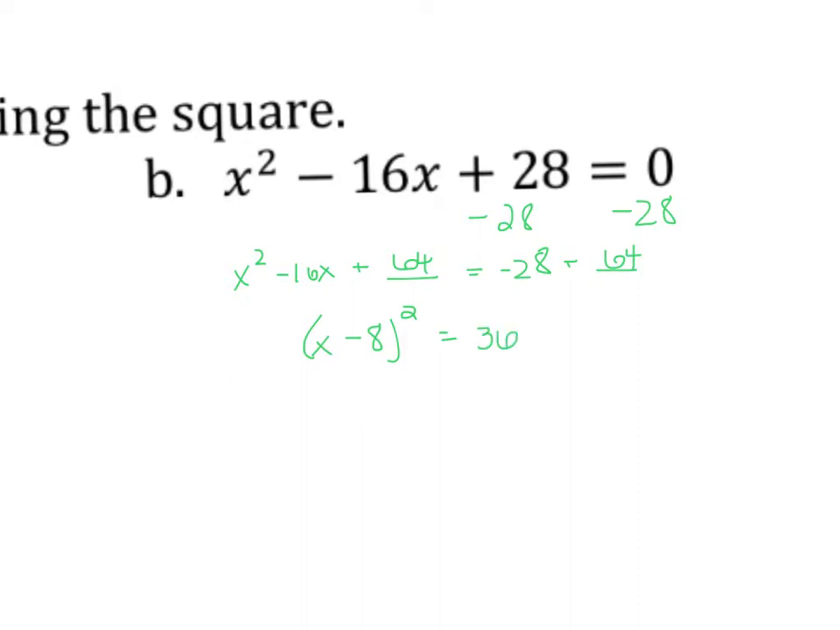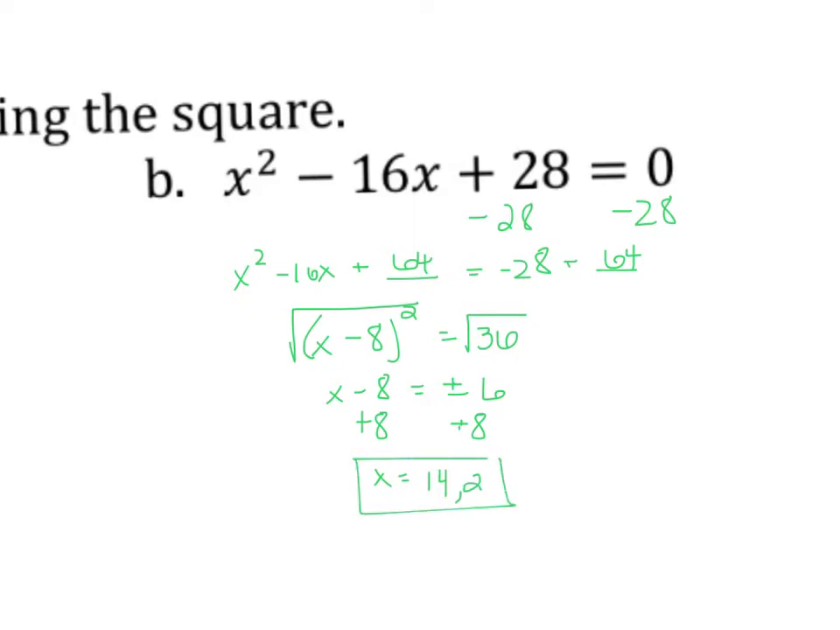And then I'm trying to solve for x. I'm going to undo this squared, so I square root both sides. I have x minus 8 equals plus or minus 6. Now x is still not by itself, so to undo this minus 8, I add 8 to both sides. It's negative, so I'm going to add it. Positive 6 plus 8 is 14, and negative 6 plus 8 is 2. So my two solutions are 14 and 2.